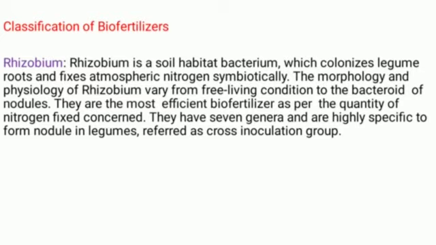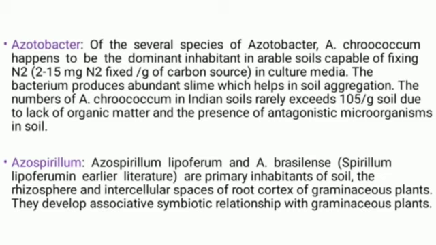Next, Azotobacter. Of the several species of Azotobacter, Azotobacter chroococcum happens to be the dominant inhabitant in arable soils, capable of fixing nitrogen in a culture media. The number of Azotobacter chroococcum in Indian soils rarely exceeds 10^5 per gram of soil due to the lack of organic matter.